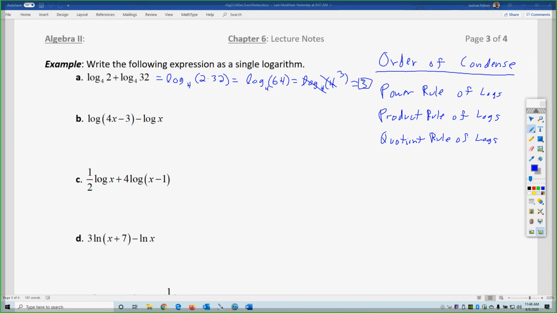Next one is subtraction. That is a quotient rule. So that is log of 4x minus 3 over x. It is a base 10. You don't need to put the 10 unless you want to. And that can't be simplified any farther.